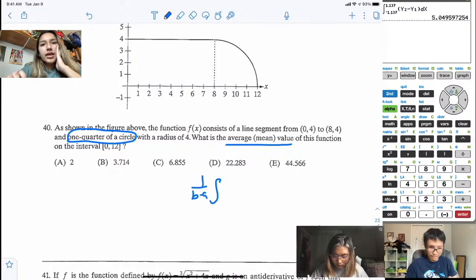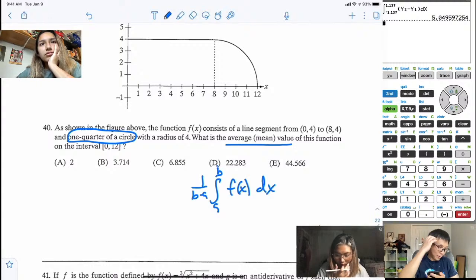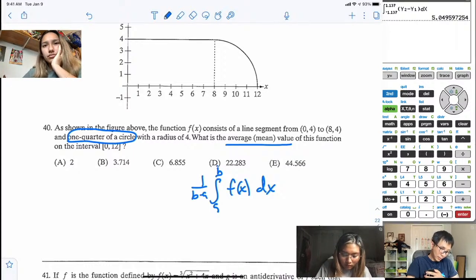Then the integration of A to B of f of x dx. So, what do you think A and B in this case is? It'll be 0 and 12, right? Because that's the interval it's asking for. Good. So it'll be integration.